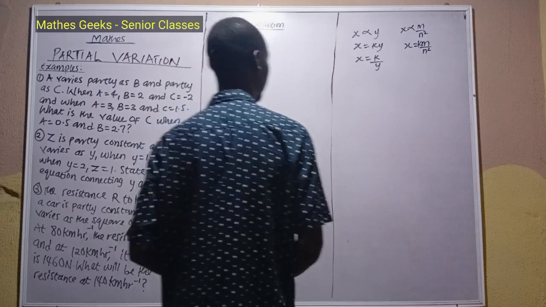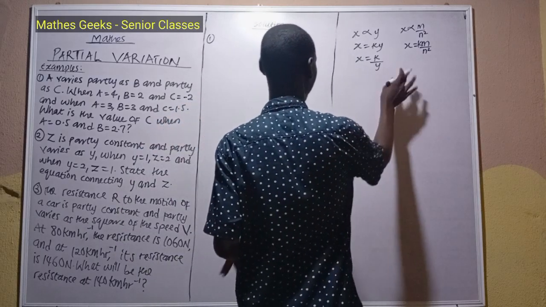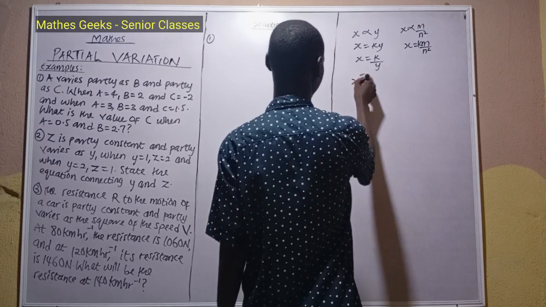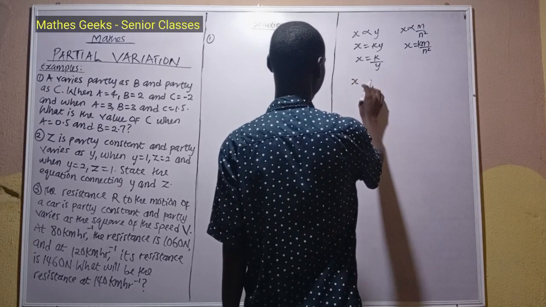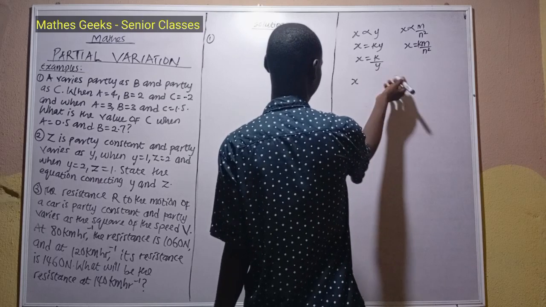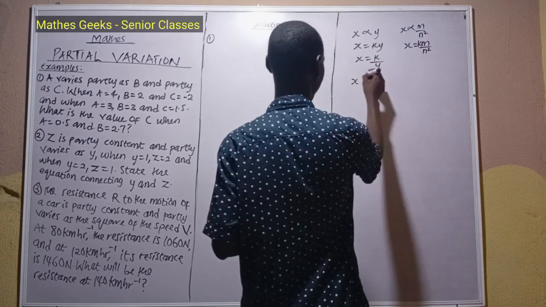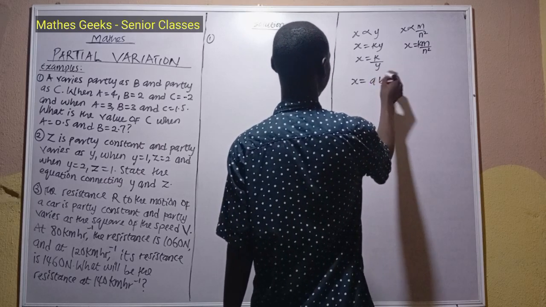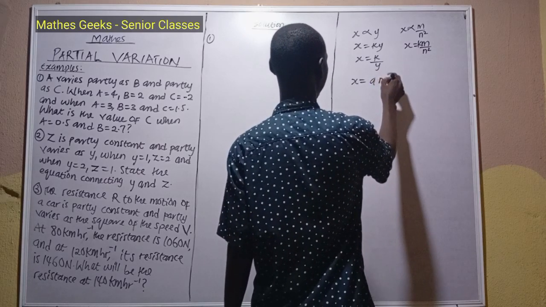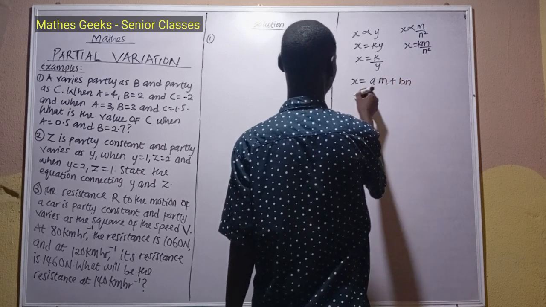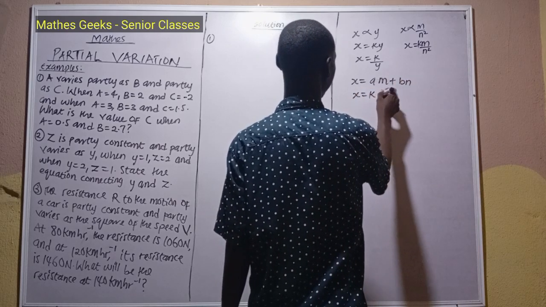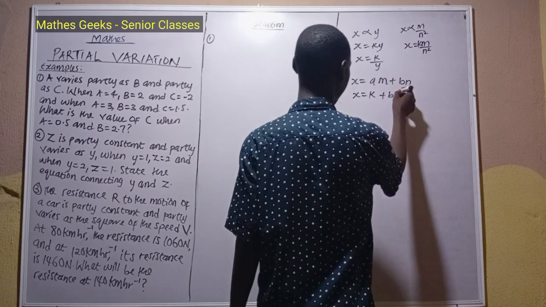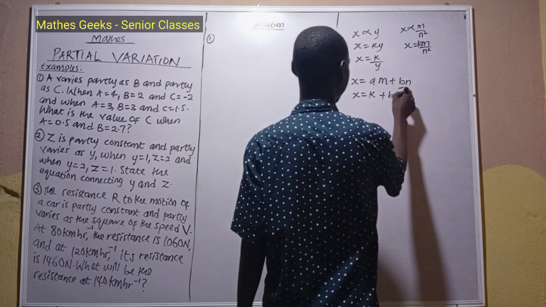For partial variation, it has its own way of being represented. Where we say x varies partly, or x is partly constant and partly varies, the usual form is either x equals an plus bn, or x equals k plus bz.